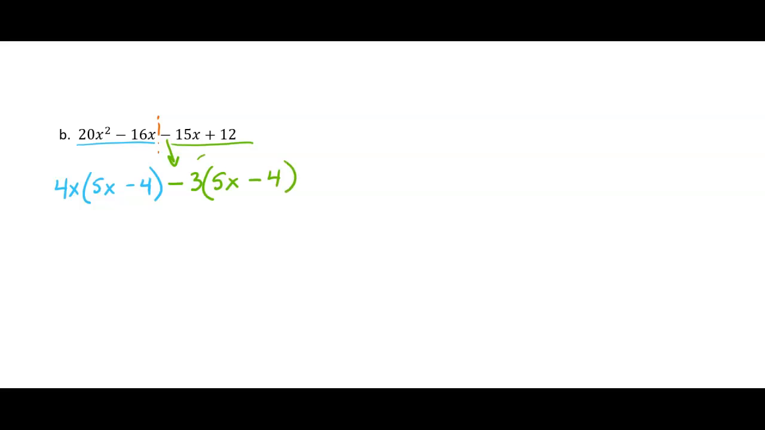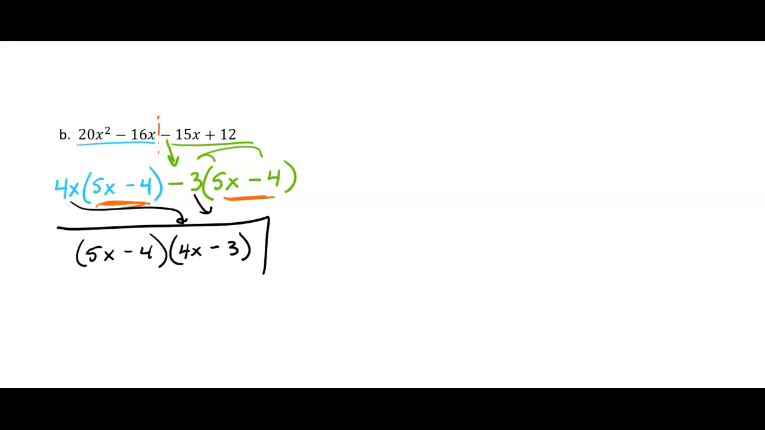And again, you can check that. That's negative 15x, and that's positive 12. Okay, now the big key is, are the parentheses the same? Do you have the same apple? And you do. Okay, so that's great. So put the 5x minus 4, oops, didn't write that right. 5x minus 4. And then what happens, what do you have left? You have the 4x and the minus 3.